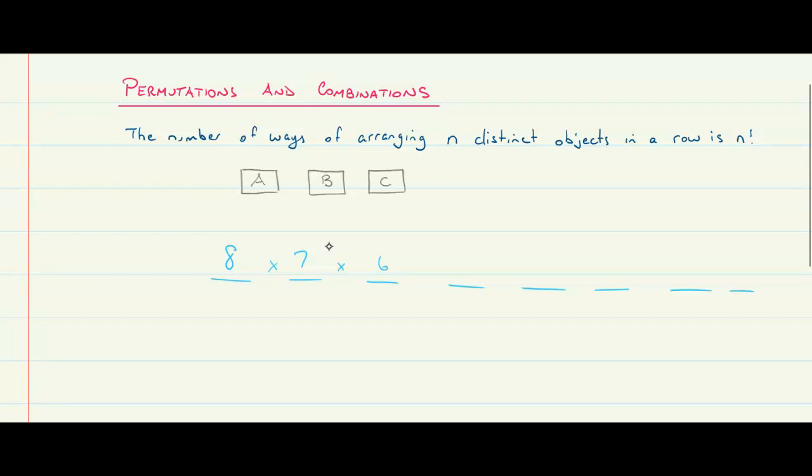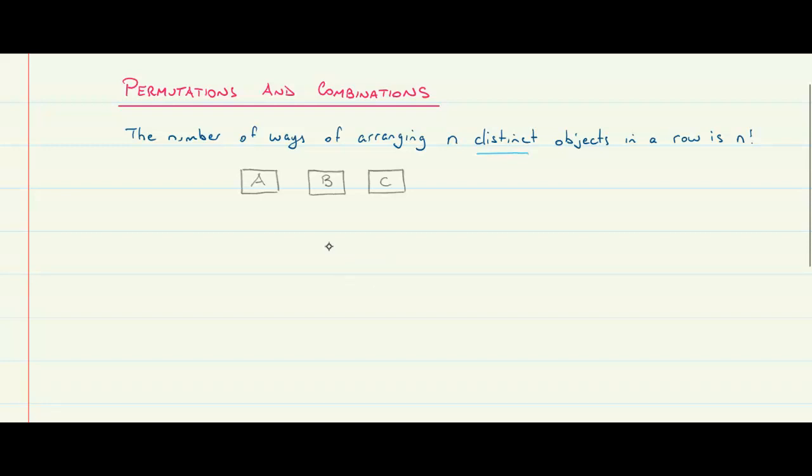N people in a row, or n distinct objects. If they're identical, then there are adjustments made because we're not going to differentiate between A and A, right? If you switch them around, they're still A and A. So we're talking about distinct objects in a row, n factorial.